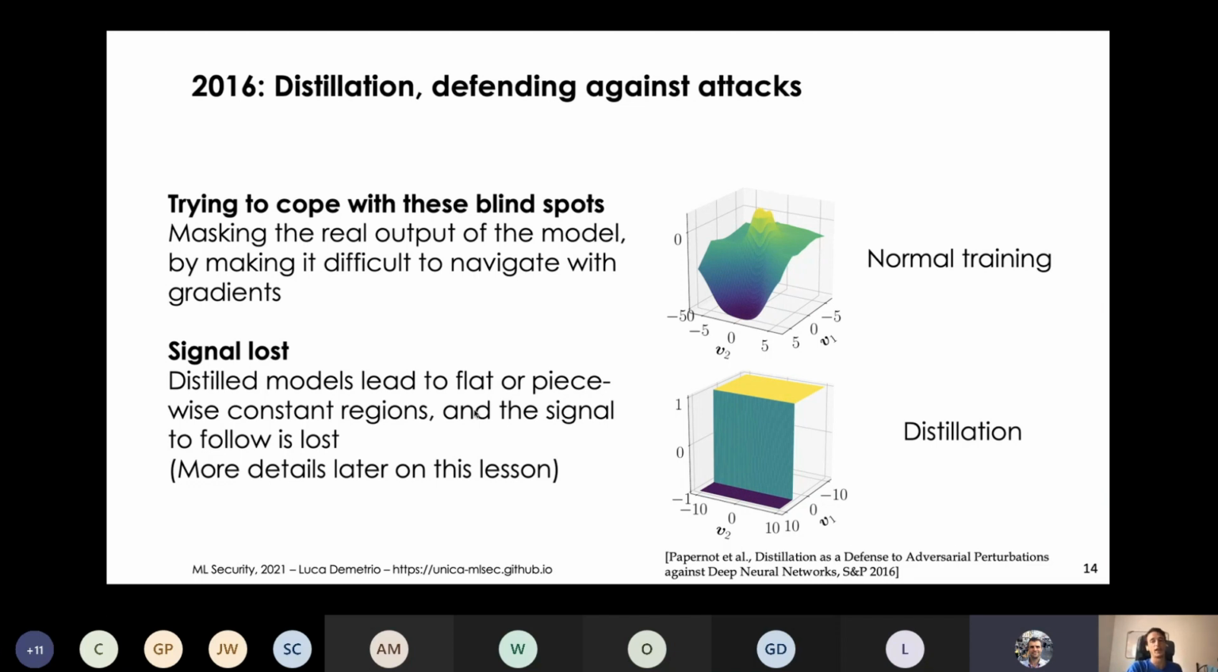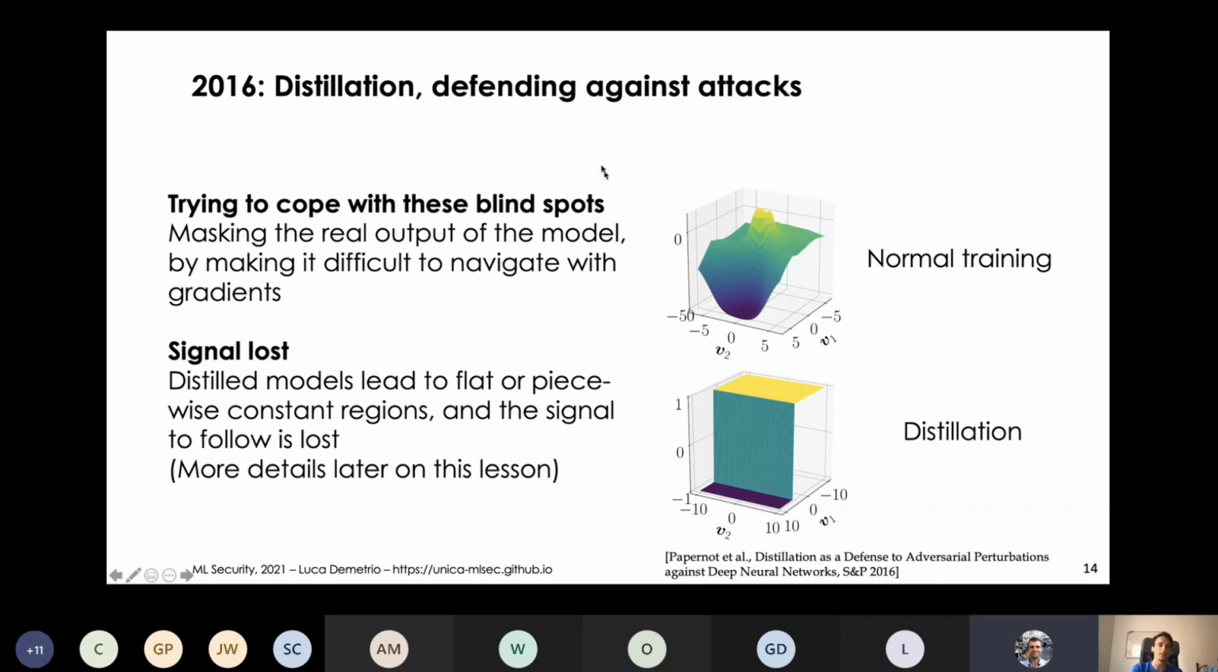And by masking the gradient, let's create a model whose gradients are either 0 or infinity. And that's how distillation works. So imagine this is your normal trained classifier. Then you treat it in a way that it becomes like this. So you have this step function where the gradient on the flats is 0 because there is no information, and the gradient on the step is infinity. And this is going to cause you numerical problems. And in this way, the signal of the gradient is completely lost.